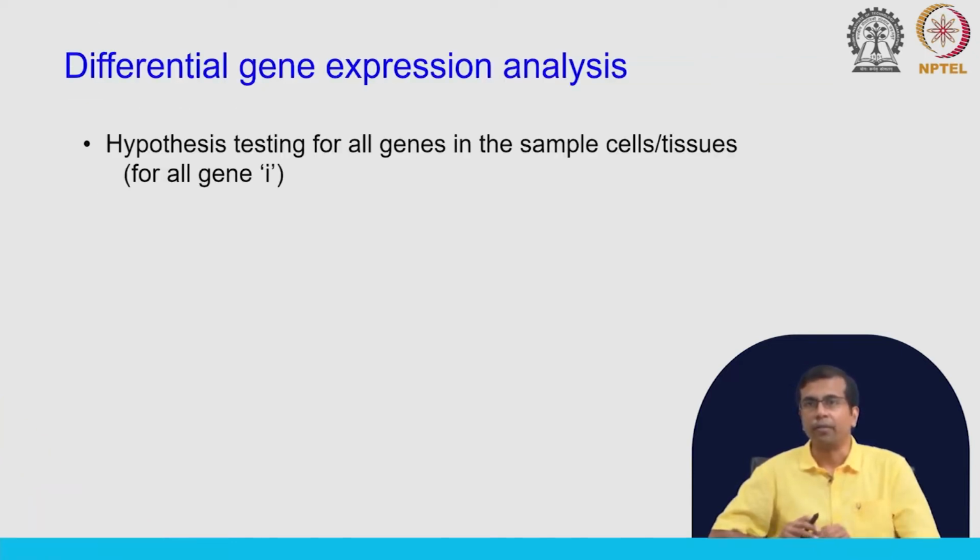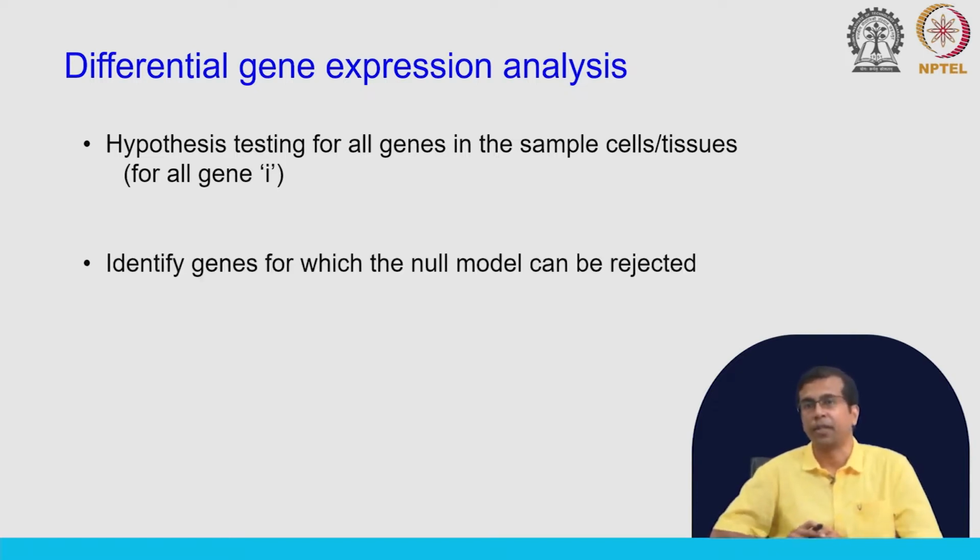Just to remind you what we talked about in differential gene expression analysis: one of the integral parts is hypothesis testing. We talked about different methods for how we can do this hypothesis testing, and especially for DESeq2 we use something called the Wald test. This hypothesis testing is done for all genes i in the samples, cells and tissues, if you remember the notation, and this helps us identify genes for which the null model can be rejected.